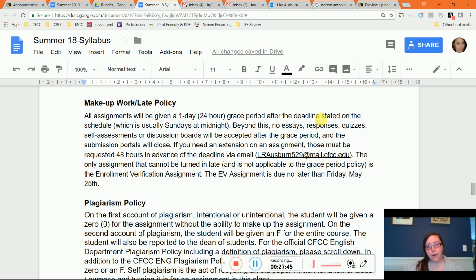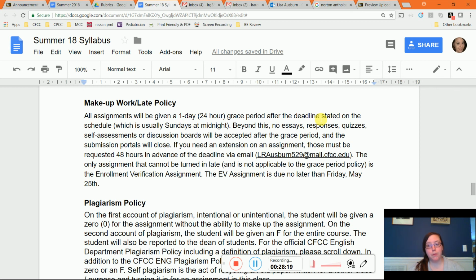So here's the exception. If you know you need an extension, like something is going on in your life, and you just need an extension, and I understand that stuff comes up, but you have to request your extension 48 hours before the deadline. So if the deadline is Sunday at midnight, then when do you have to request your extension? I'll give you some time to think about it, because I need to think about it too. Friday, right? Yes. You have to ask for your extension by Friday at 11:59 p.m.